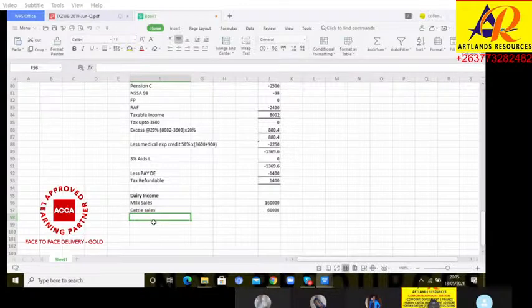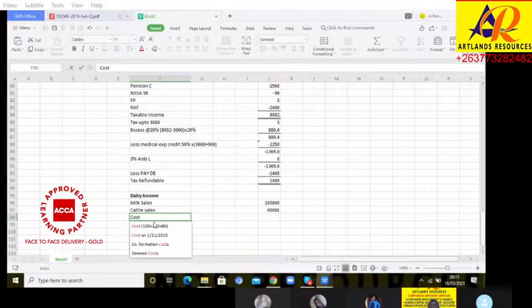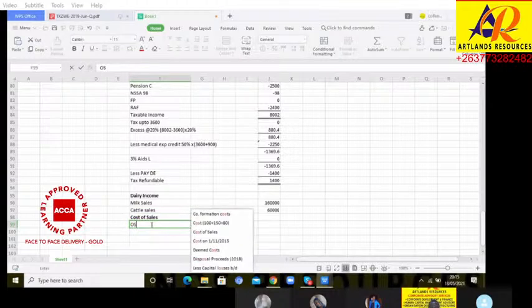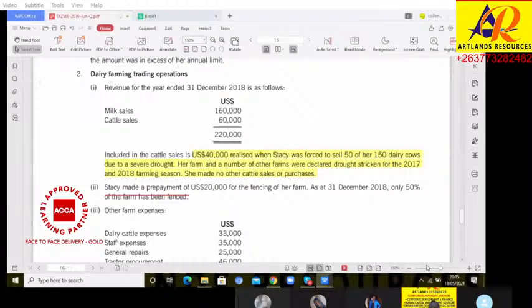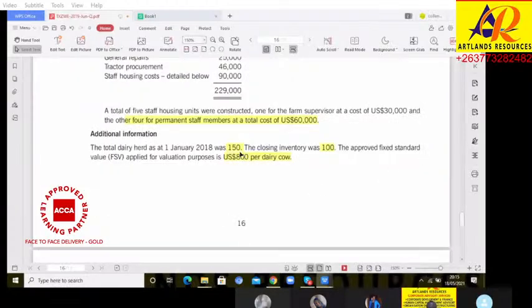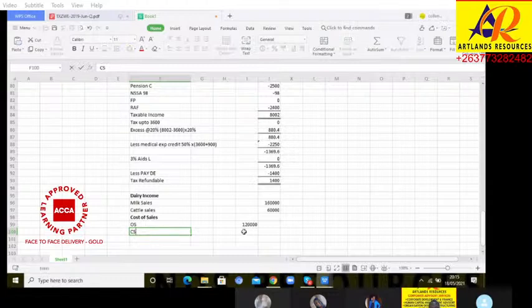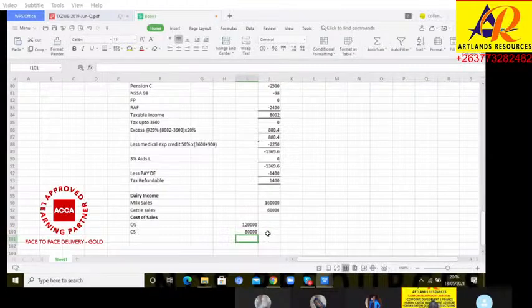Now you say cost of sales, the cost of these sales. We didn't purchase anything. So if you want to find the cost of sales, you simply say opening stock. It's a matter of multiplying the number of livestock times FSV. Opening stock was 150 times 800, which is 120,000. Closing stock was 800 times 100 livestock, which is 80,000.